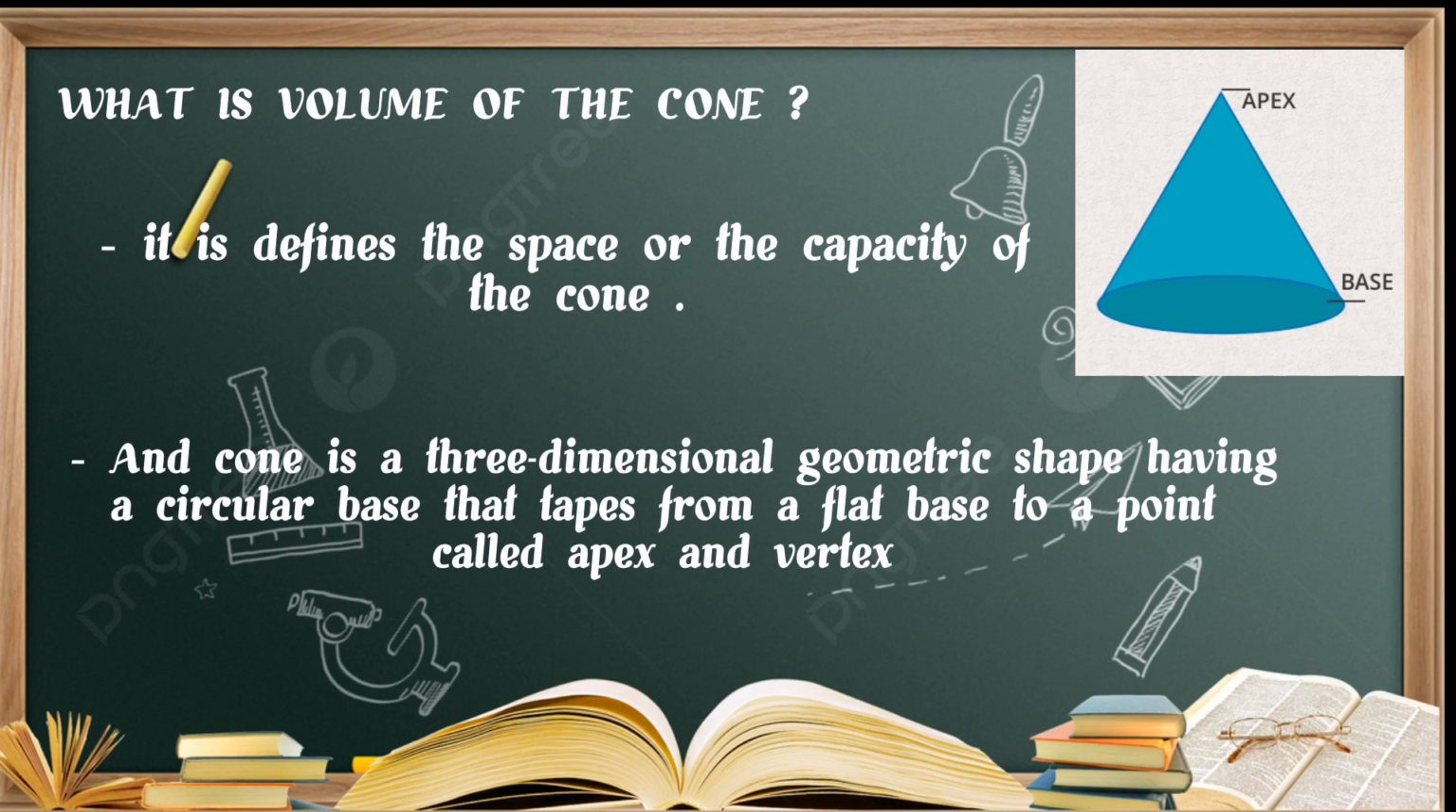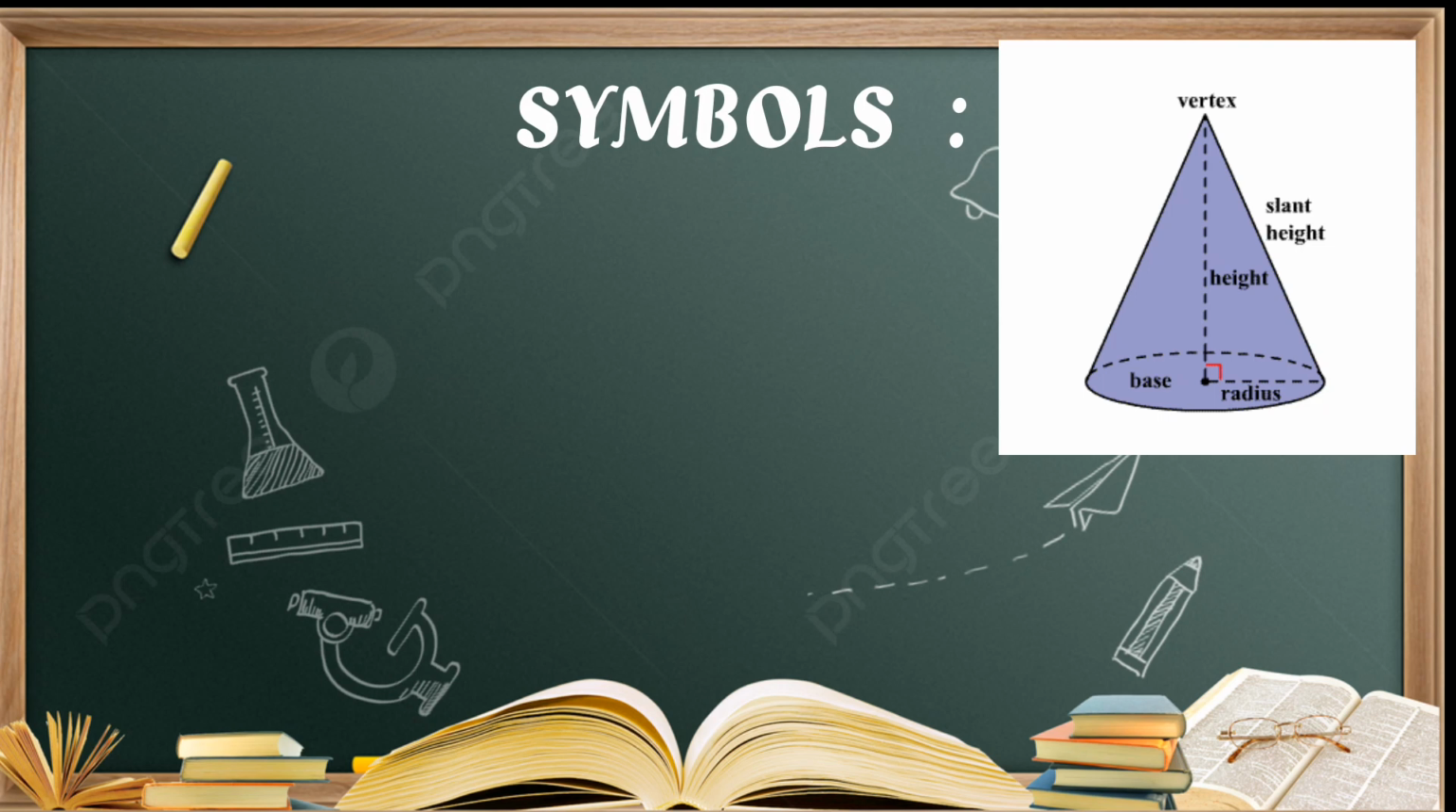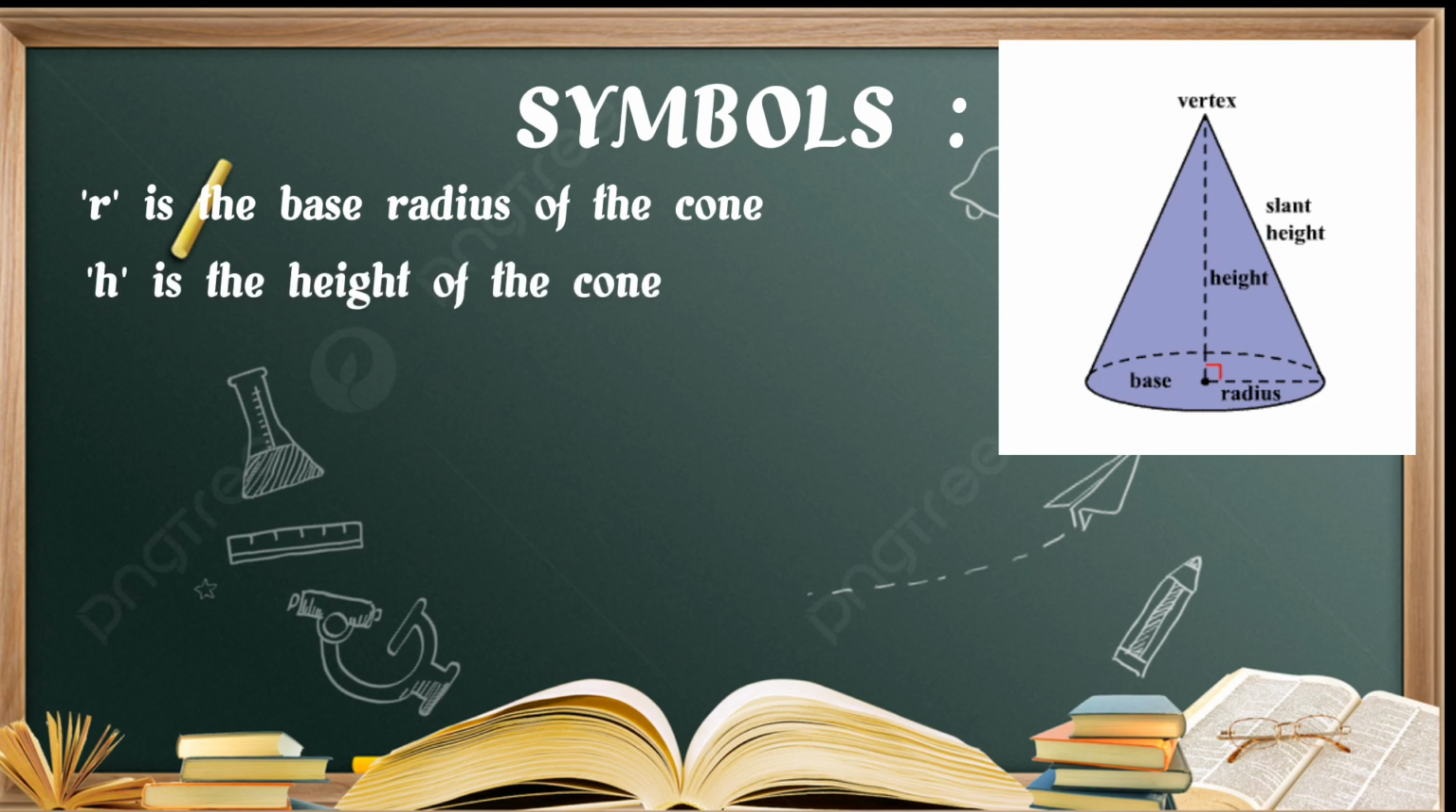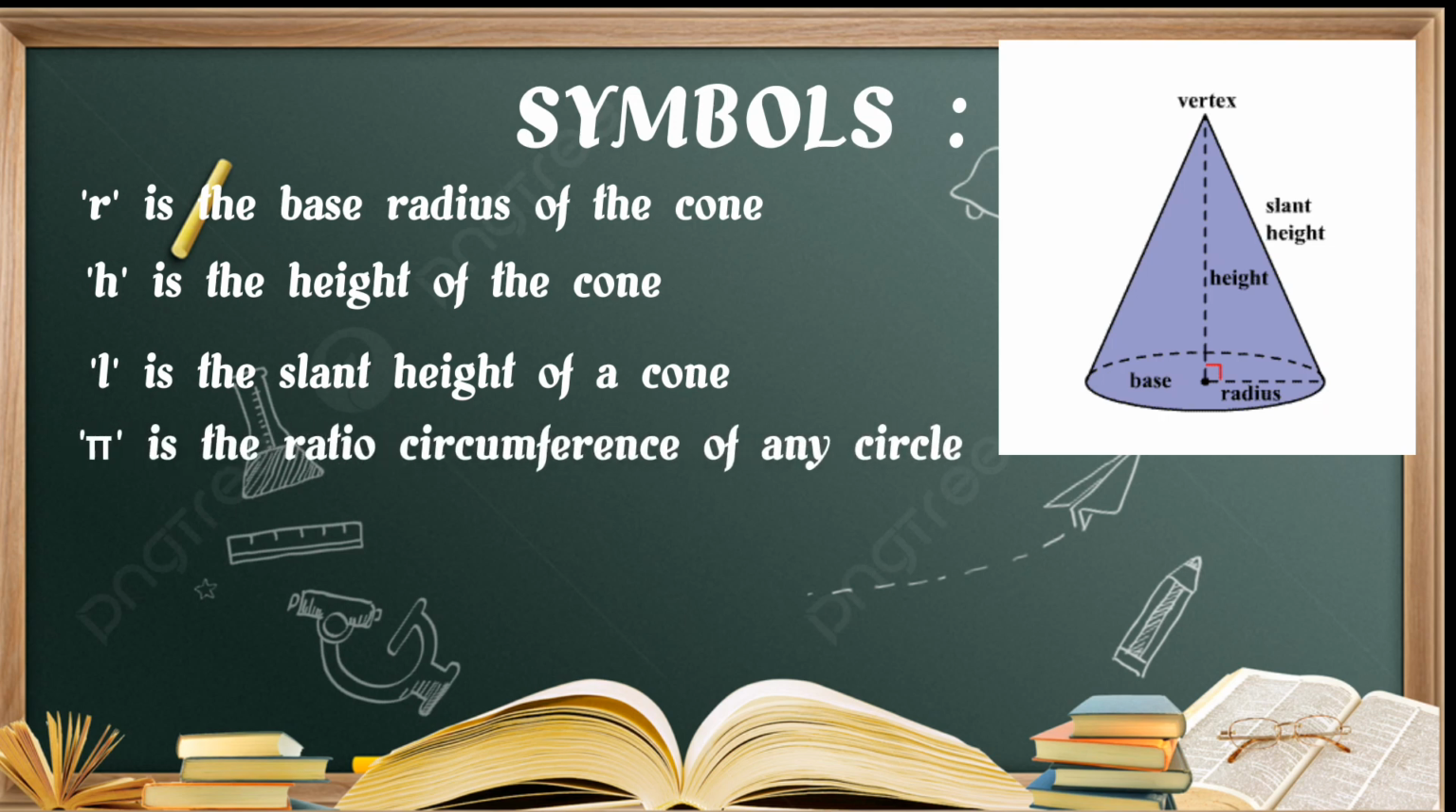As you can see, I also provided where the apex or vertex is located and also the base of the cone. Here are some of the symbols that I used. The first symbol is R, the base radius of the cone. The next symbol, letter H, is the height of the cone. The third one, letter L, is the slant height of the cone. The next one is pi, the ratio of the circumference of any circle.